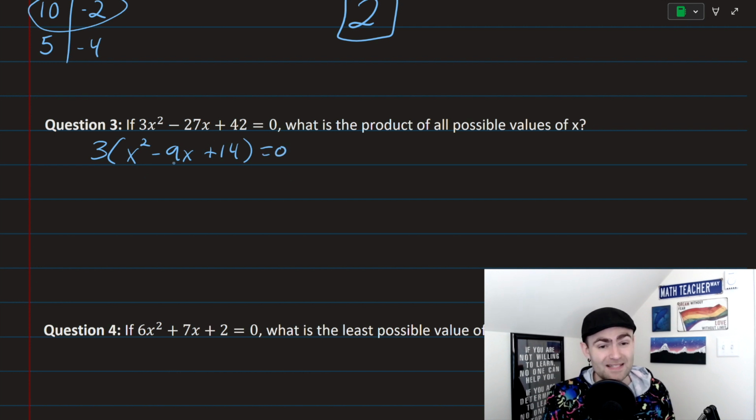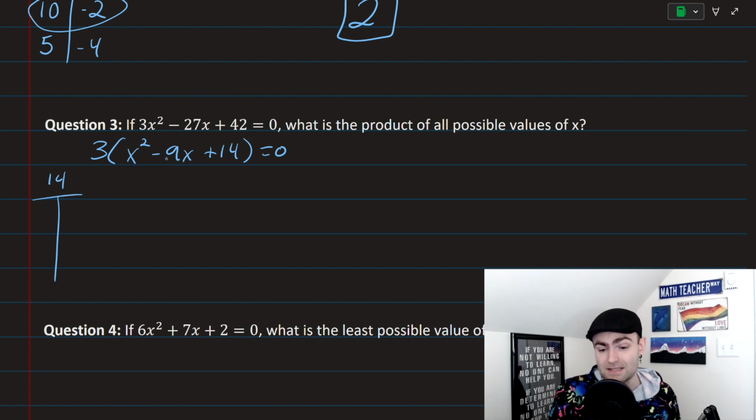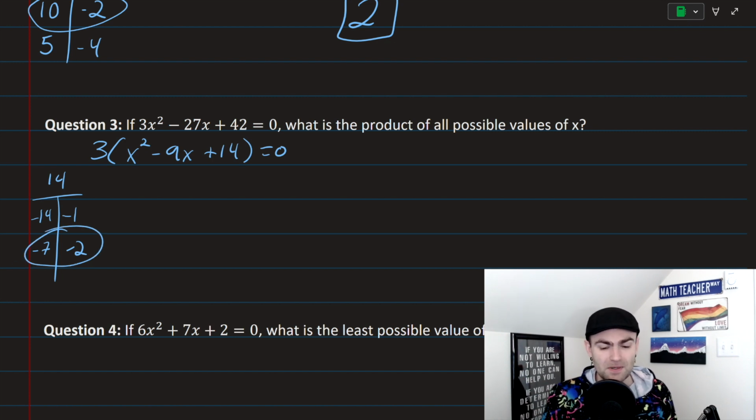Now I can factor this inside just like I did before. I'm going to make a t-chart with that 14 on top, and I'm going to have two factors, and both of them are going to be negative for this one. So 14 is negative 14 and negative 1, negative 7 and negative 2. Those are the only options. So I have my magic pair there. So this is 3 times x minus 7 and x minus 2.